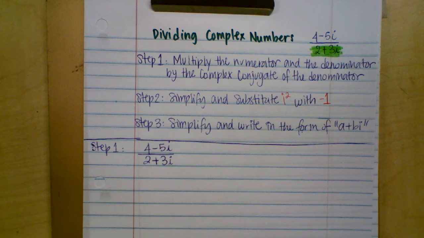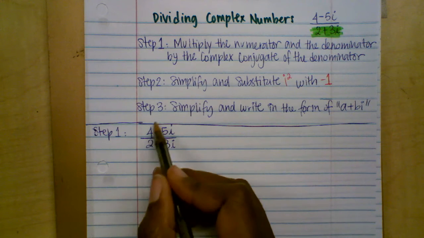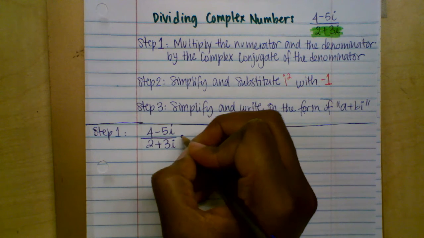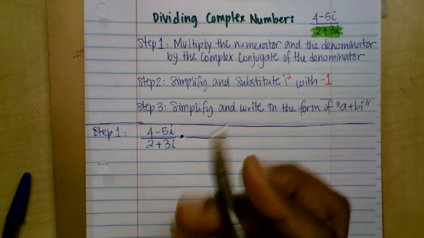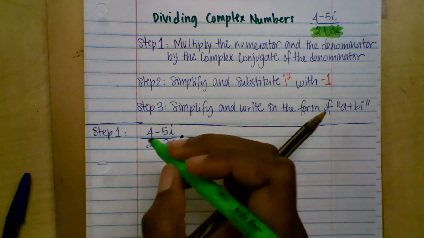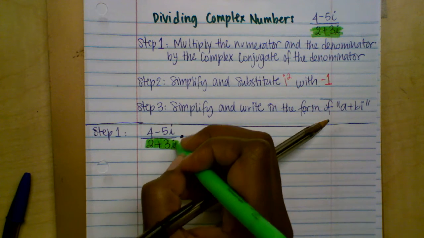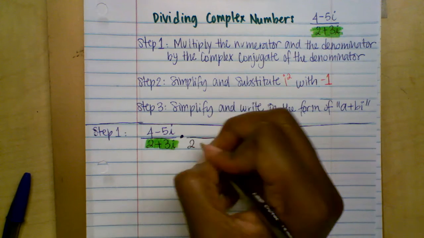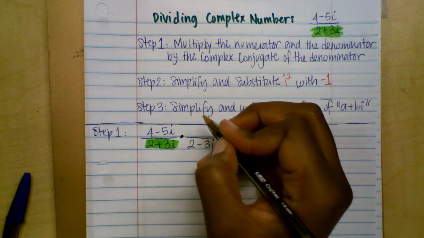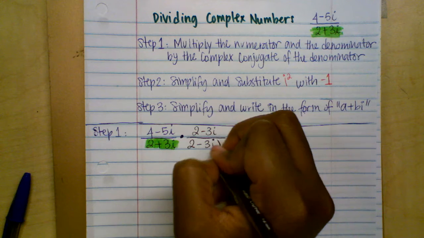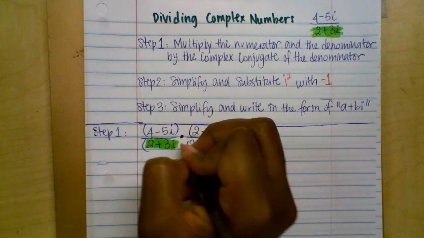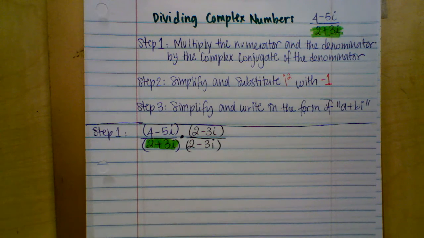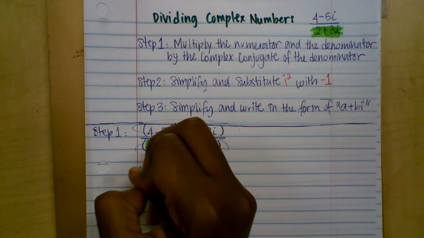Step 1, this is the division problem. I'm going to multiply with the complex conjugate of the denominator. The denominator is 2 plus 3i, so its complex conjugate is going to be 2 minus 3i, and I'm going to do that also in the numerator, 2 minus 3i, and then include the parentheses, because we are multiplying more than one term. Then you want to multiply the numerators together and the denominators together. Let me start with the numerator.